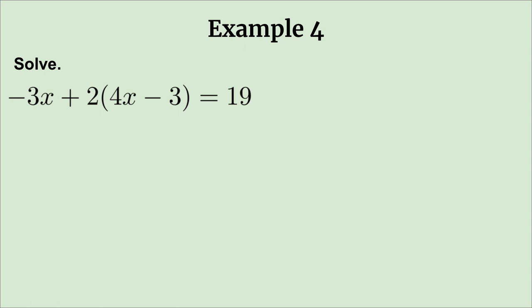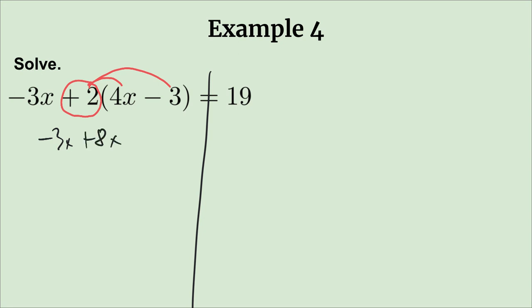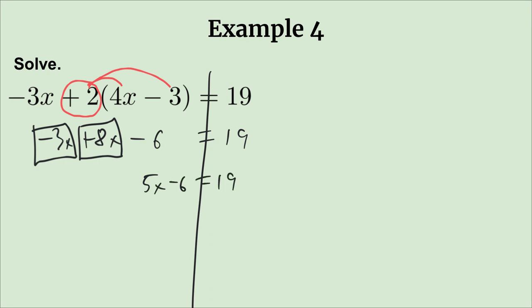Example 4, still pretty similar. Distribute that 2 out. You're doing the plus 2, you take the sign with the number, so it's not going to change the sign of anything inside those parentheses. So we'll have negative 3x plus 8x minus 6 equals 19. Combine like terms here, so we get 5x minus 6 equals 19. Add 6 to both sides. 5x equals 25. Divide both sides by 5. X equals 5.